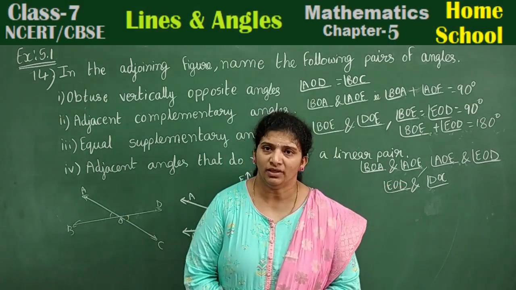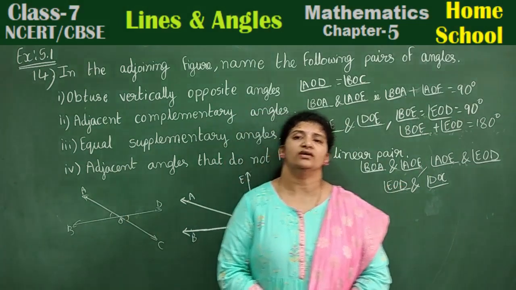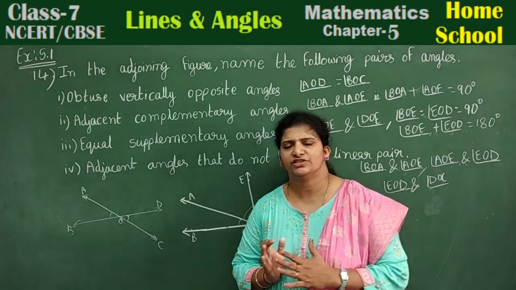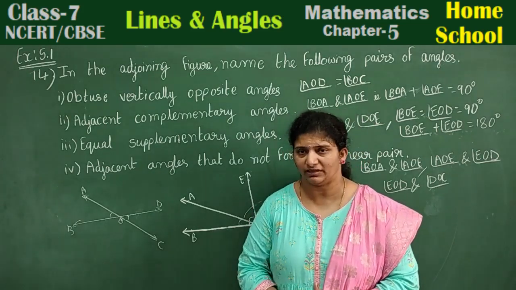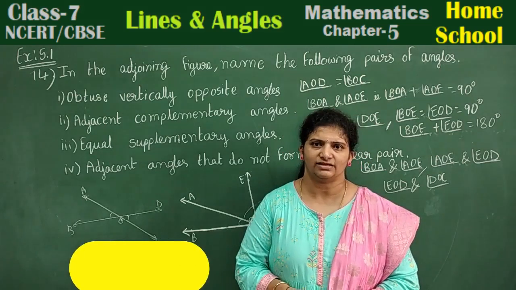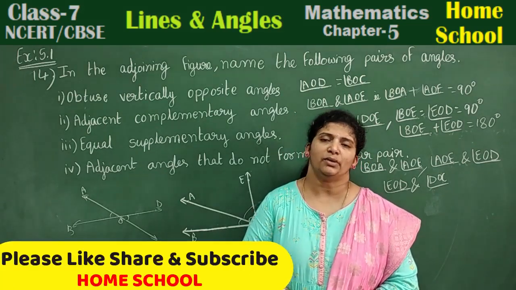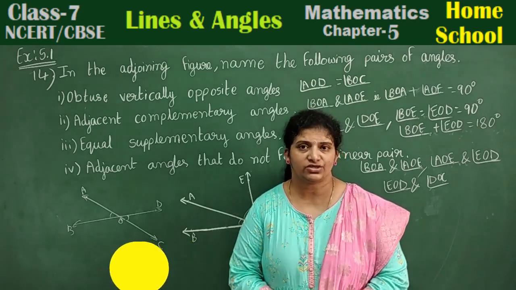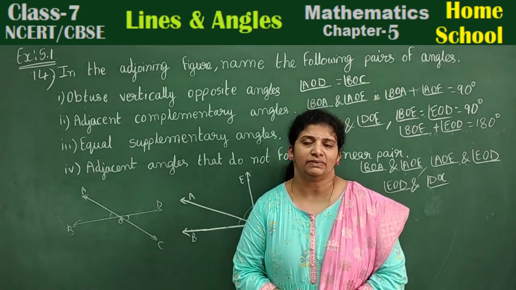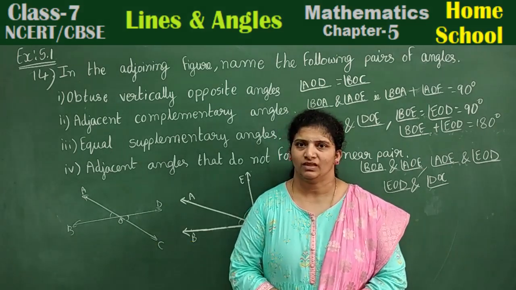Understand the problem by seeing the given figure carefully. Observe which are straight lines, which angles are complementary, which angles are supplementary, why we call them adjacent angles, why we call it a linear pair, and what are the vertically opposite angles. All these you should understand, children. Please don't learn them by heart.